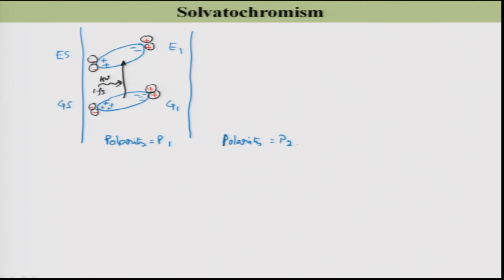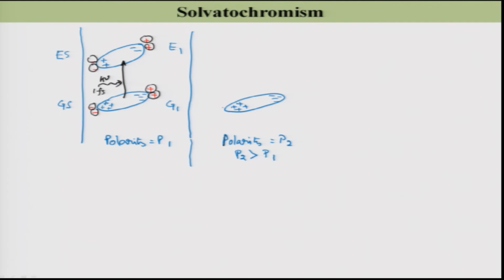I consider that polarity P2, where P2 is greater than P1. The condition is P2 is greater than P1. So, for the same molecule, I will draw the ground state like this: 4 positive charges and 4 negative charges, signifying that its dipole moment is high in the ground state. As the polarity of this solvent P2 is greater than P1, this molecule will be solvated more efficiently in the ground state.